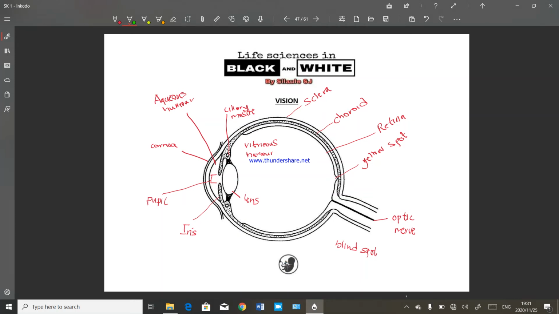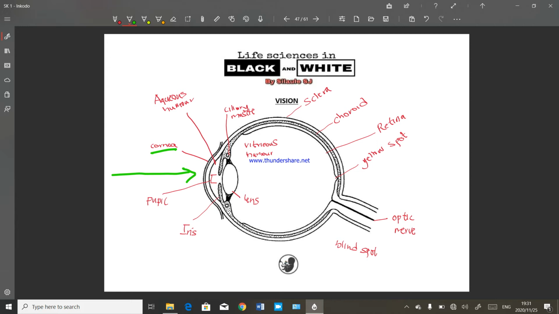Today we'll be discussing vision. So the eye is a receptor, which means it has to convert light into an impulse. If we have incoming light, that light is going to strike the cornea. The cornea's main function is to bend, or refract, the light to focus it toward the lens.